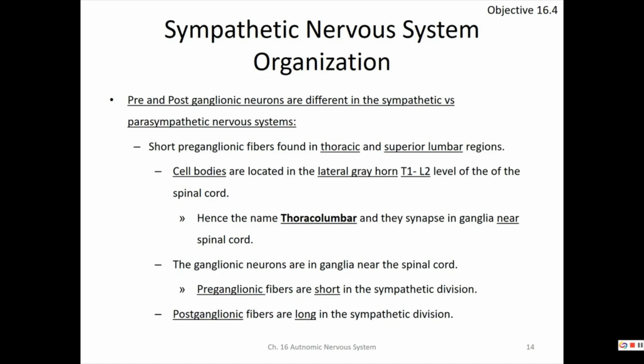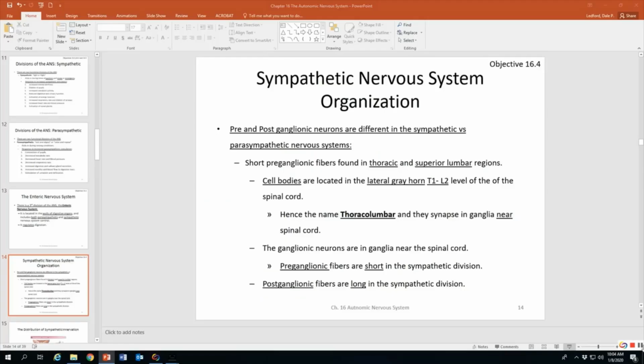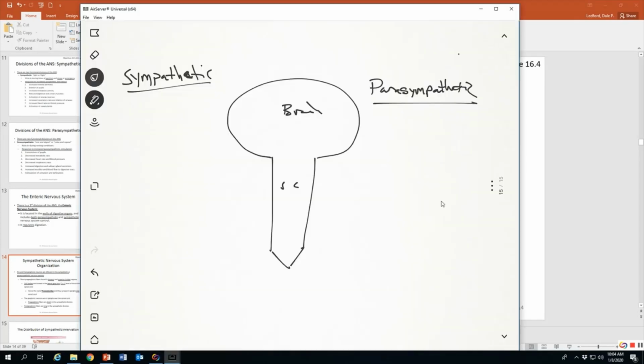Now, first off, we're going to see that the preganglionic neurons are short in what is called the sympathetic. They are short preganglionic fibers, and they are going to be found in the thoracic and lumbar regions, upper lumbar, thoracic and lumbar regions. So what I'm going to do with spinal cord is erase it here. We know that there's a cervical region to the spinal cord here.